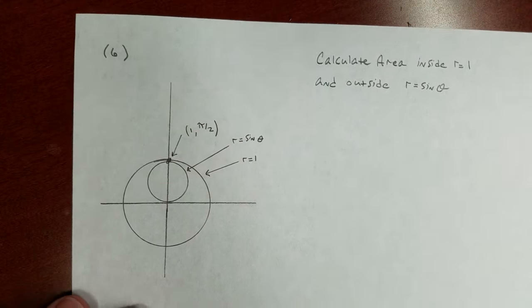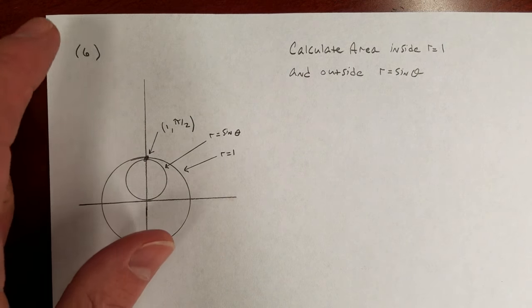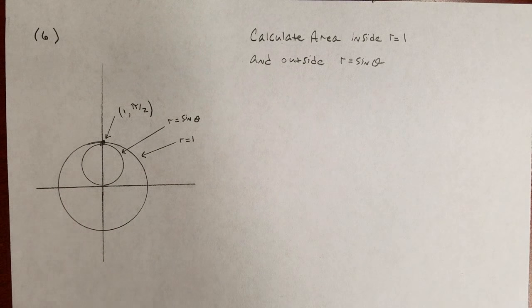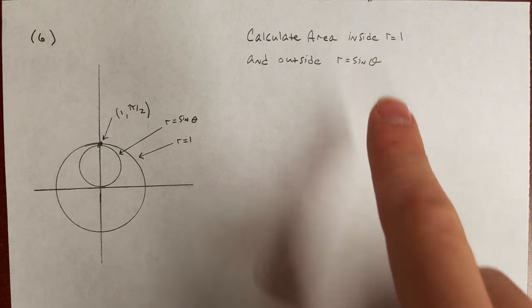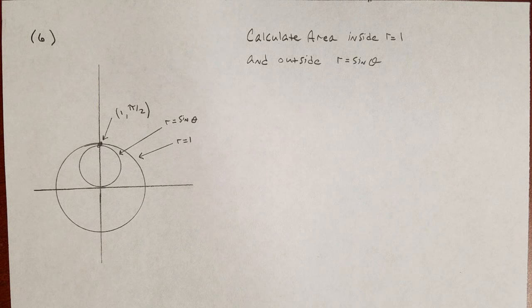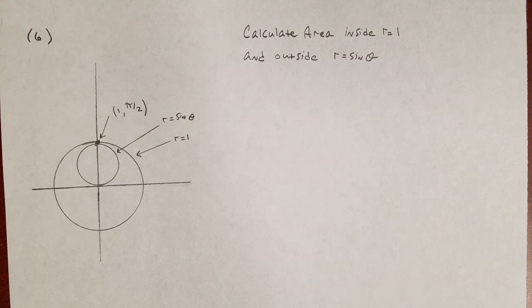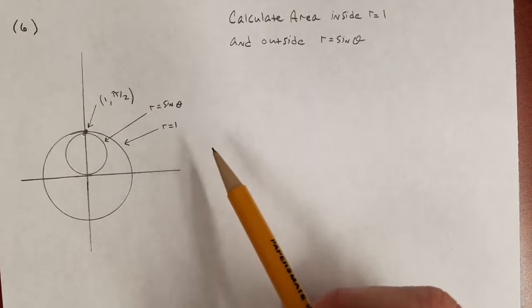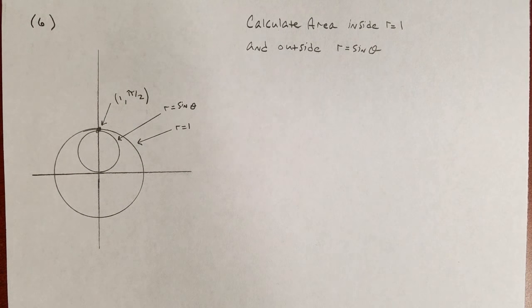All right. So this one is question 6 from the lesson, at least at this time right now. Calculate the area inside r = 1, but also outside r = sin theta. And here they both are. r = 1 is a circle that has a center at the origin and has a radius of 1. So it's the larger circle.